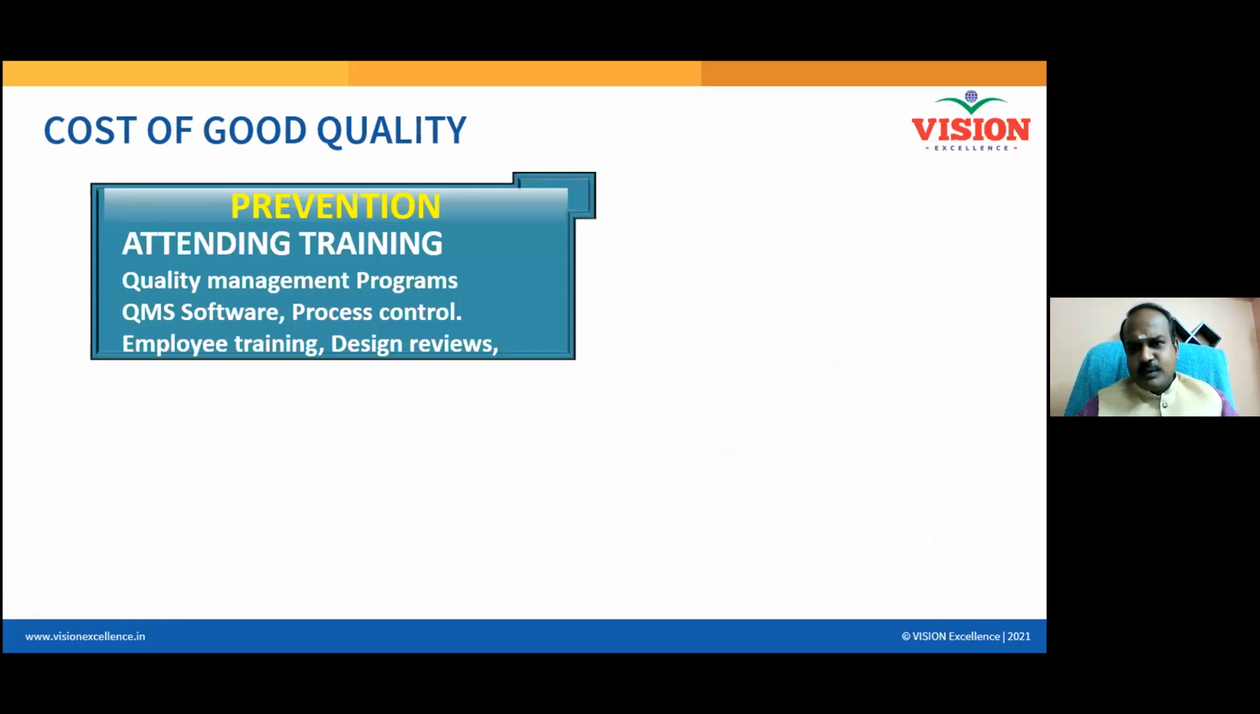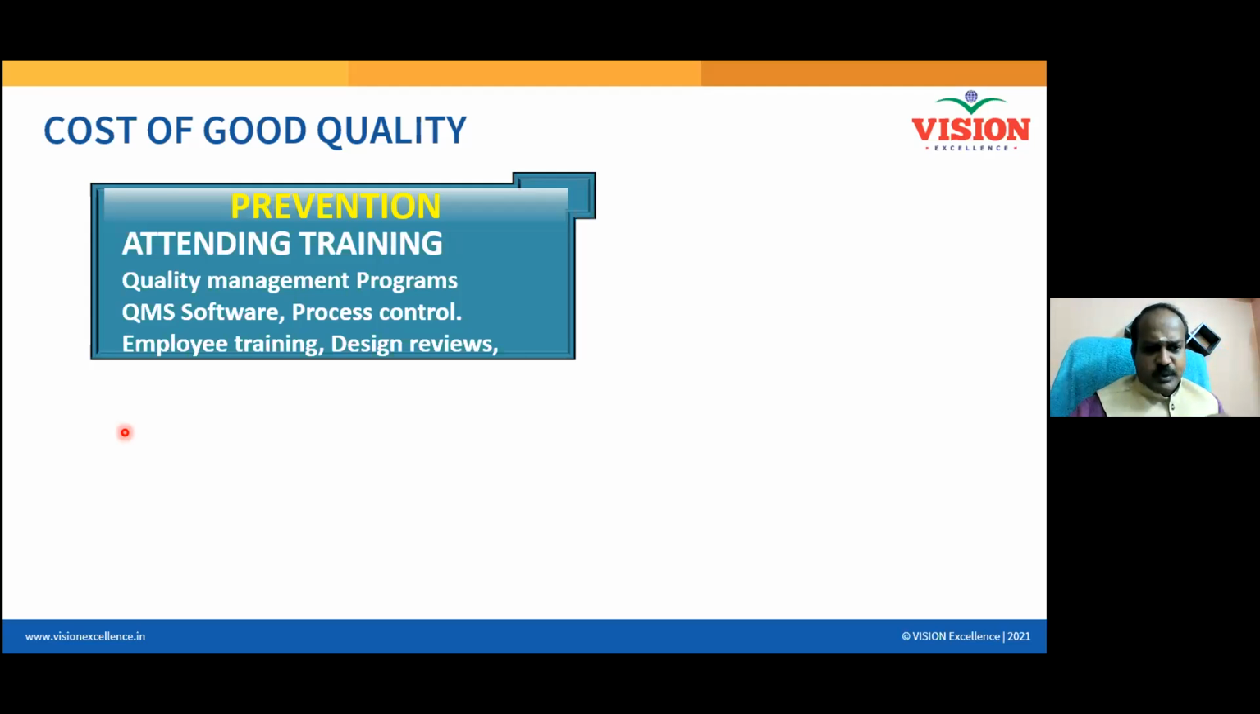Is it a cost of good quality or cost of poor quality? Good quality. Cost of good quality, right? You are trying to prevent a failure in the future. When you actually do a project, you don't want to fail in producing the result. So you are now taking the training. So attending training is a cost of good quality.